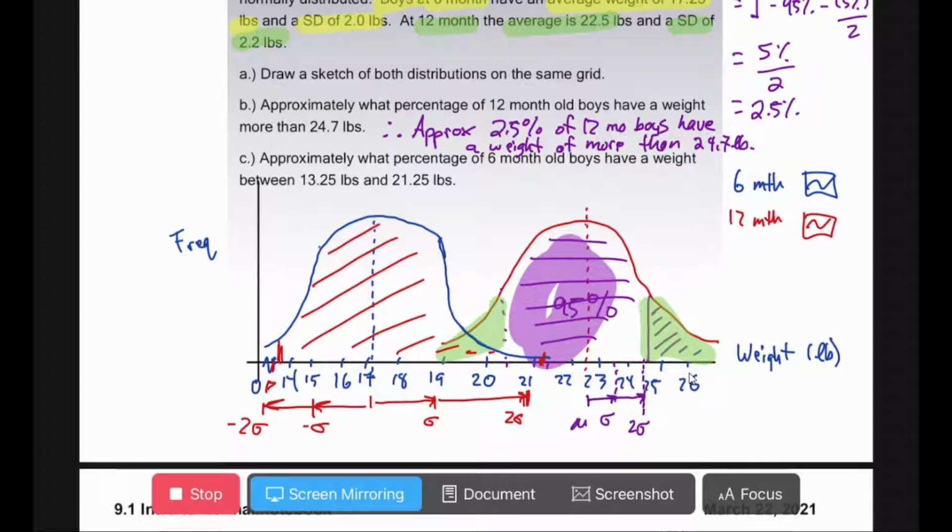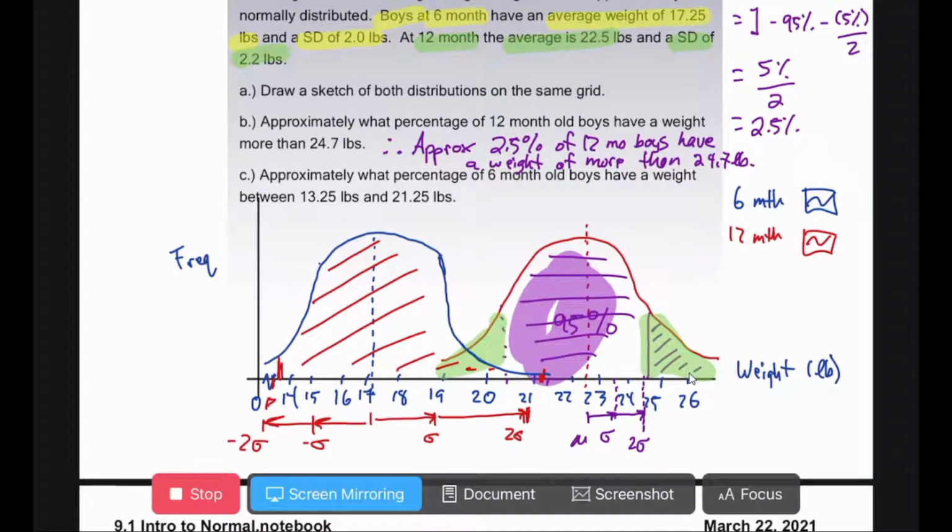Once again, it's not exact. Actually, sorry, it is pretty exact because our average weight was 17.25. So we're not at 17. We're already offset by that 0.25 there. So we did go all the way to 21.25 here and all the way to 13.25 here. So that works out nicely.